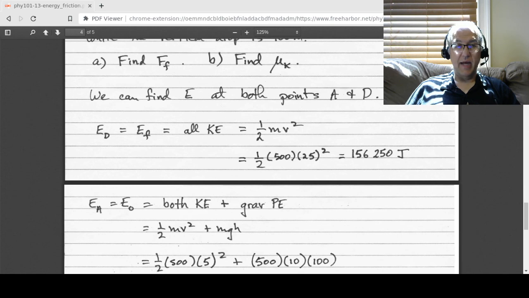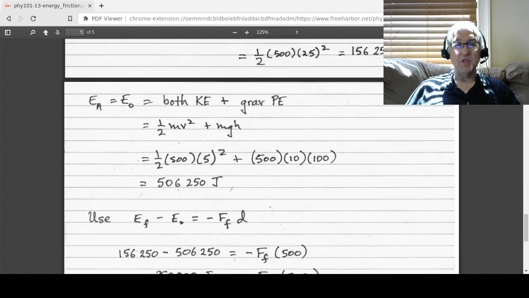All right, do the same thing at point A. Let's find the energy at point A. The energy at point A, that is your initial energy, right? And there you have both kinetic and gravitational potential energy. It's mostly gravitational potential energy, but there is a little bit of velocity at the top at 5 meters per second. So there's a little bit of kinetic energy at the top. The kinetic energy is calculated using 1/2 mv squared. The gravitational potential energy is mgh. Okay, just substitute in the numbers.